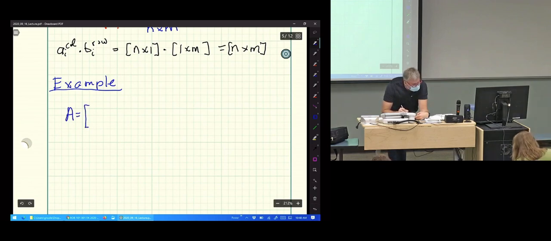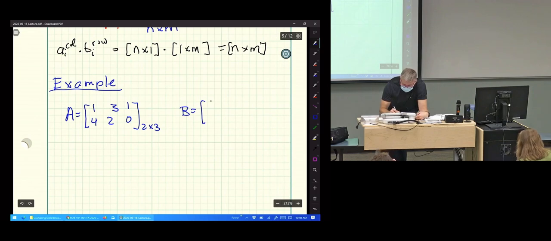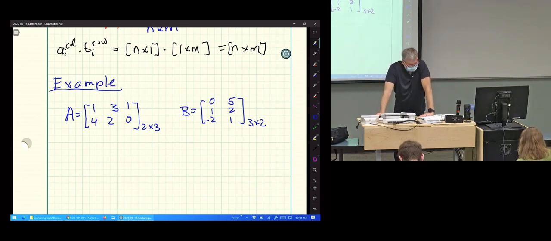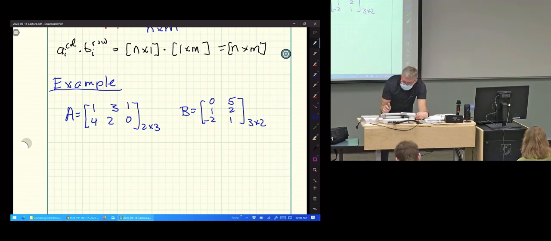Okay, so let's just do this column times row method as an example. So A is 1, 3, 1, 4, 2, 0. That's a 2 by 3. And we'll do B equals 0, 5, 1, 2, minus 2, 1. And then that is a 3 by 2. Okay, so let's figure out A times B.